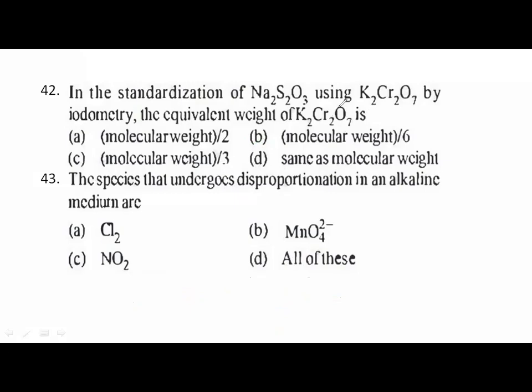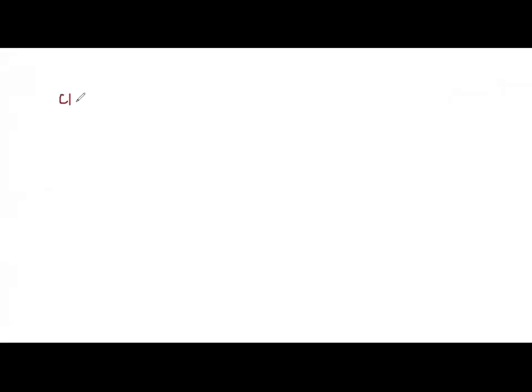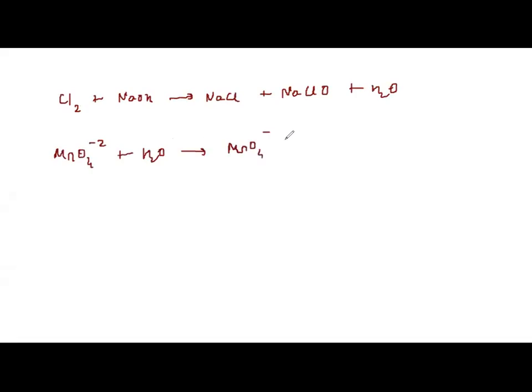Next, the species that undergoes disproportionation in alkaline medium. All the compounds, you write their reactions in alkaline medium and you will come to the conclusion. Cl2 plus NaOH gives NaCl plus NaClO plus H2O. Second option, MnO4 2 minus plus H2O gives MnO4 minus plus MnO2 plus OH minus. Third option, NO2 plus H2O gives HNO3 plus HNO2.